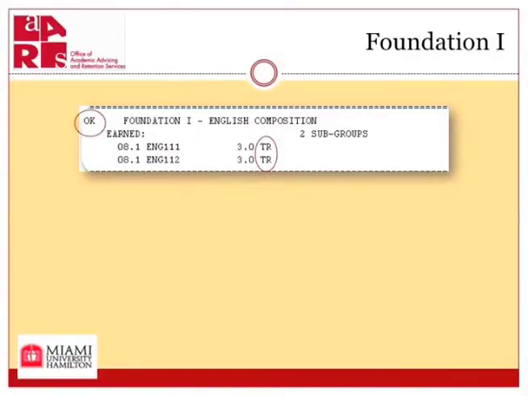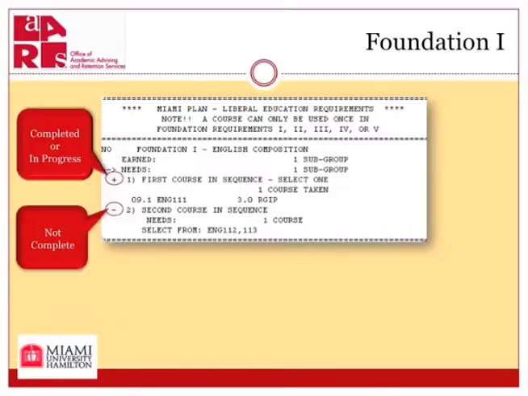The OK at the top of this foundation indicates that Foundation 1 is complete. This student completed the requirements for Foundation 1 with transfer credit that was transferred to Miami University during the fall of 2007, as indicated by the TR seen here. Other common indications may include AP for Advanced Placement credit or CL for CLEP. Note that a NO appears at the beginning of Foundation 1. This student has not completed Foundation 1.